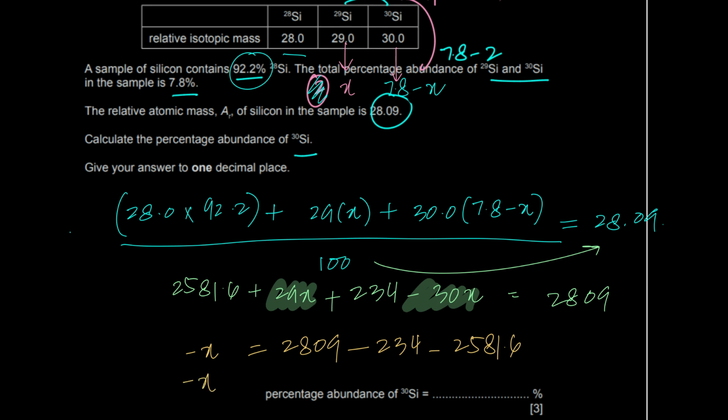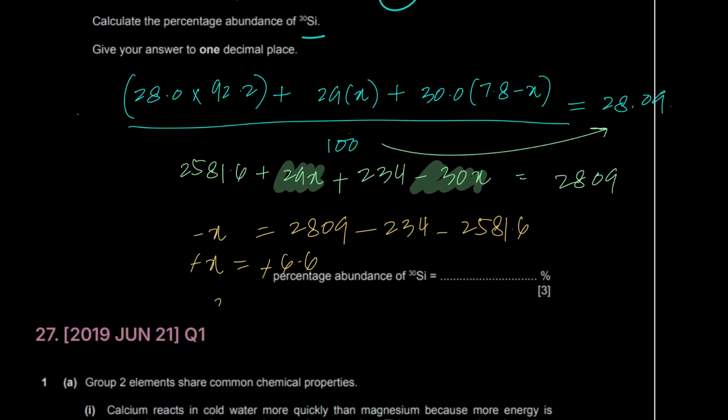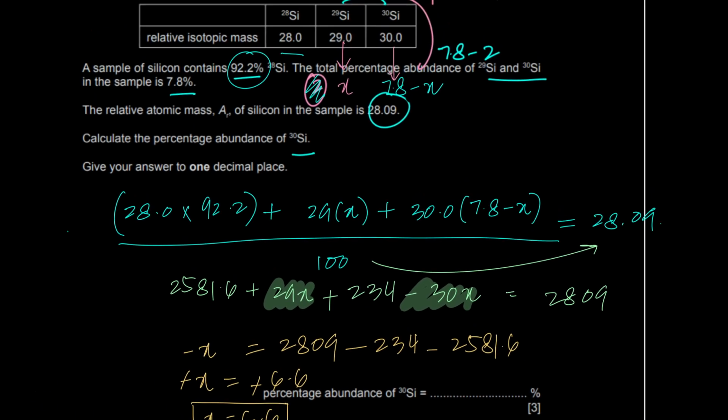So minus x equals minus 6.6. Minus cuts minus, you get x equals 6.6. Now that's the answer for x, and x is what you called silicon-29 isotope abundance. So this is 6.6%. Now it's asking you the abundance of silicon-30. So what's the abundance of silicon-30?